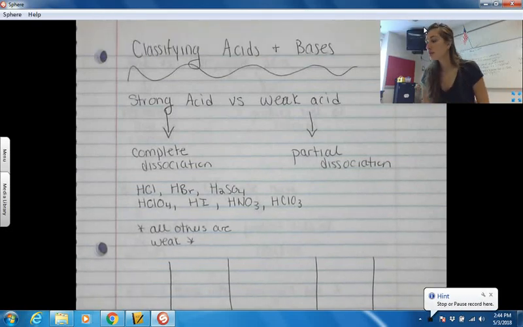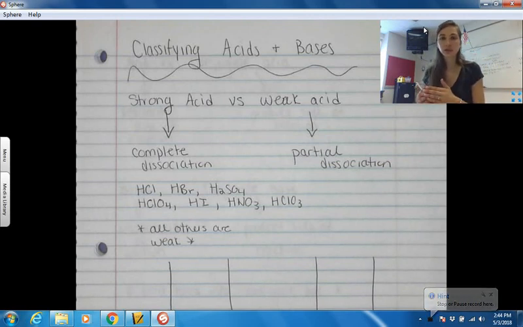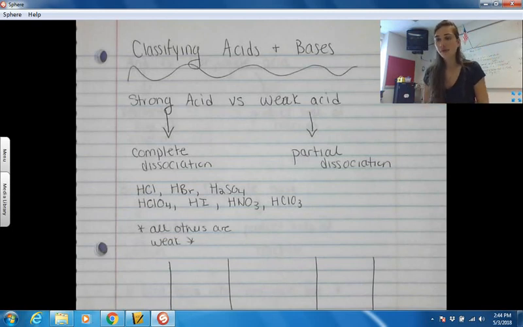All right, so today we're going to talk about classifying acids and bases, and we're really going to classify them in terms of whether they're strong or weak, and then the difference between an acid and a conjugate acid, and a base and a conjugate base.